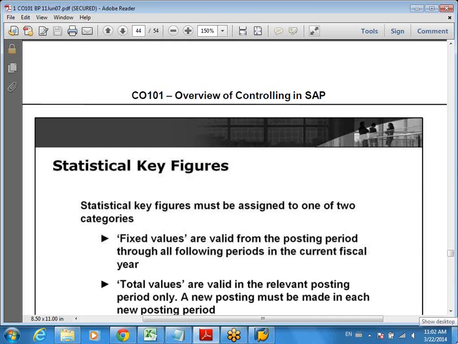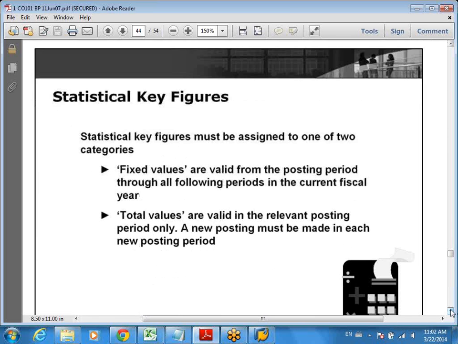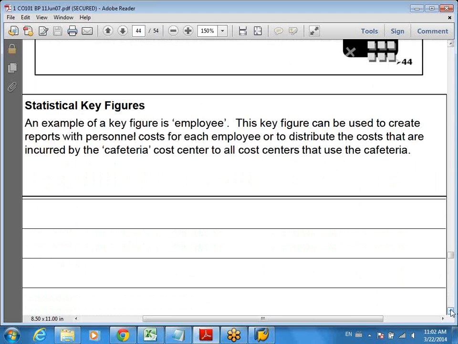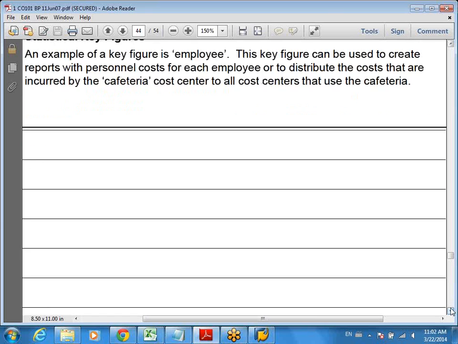Statistical key figures may be assigned to one of two types. There is a fixed value, valid for the posting period and through all the following periods, and there is a total value. Total values are valid in the relevant posting period only, and a new posting must be made in each new period. So an example of a statistical key figure is an employee: how many employees I have. The exact hours would be in your SKFs. Key figures are used to create reporting on the personnel cost for each employee and to distribute the costs incurred by the cafeteria cost center or other cafeteria elements.